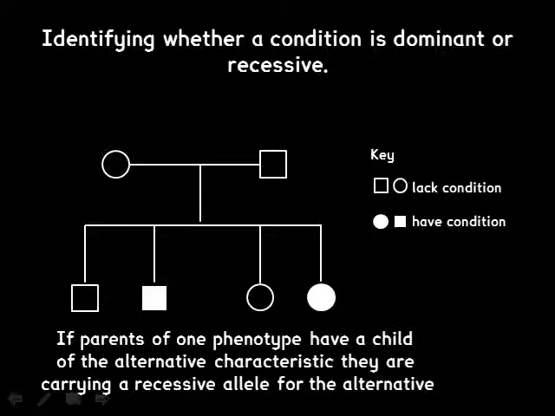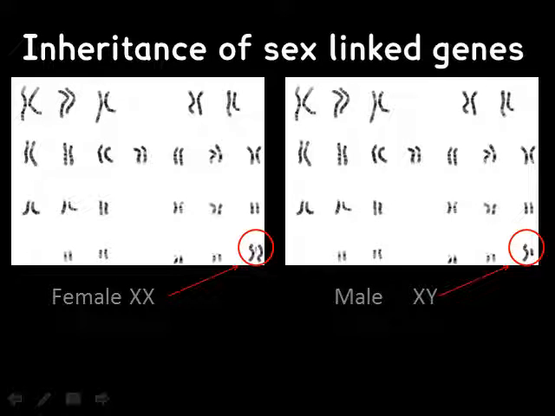Finally, we're going to look at the problem of sex-linked conditions. You'll probably remember that in humans there are 23 pairs of chromosomes, and you have 22 sets of what are called autosomal chromosomes, and on the bottom right of this picture you've got the two sex chromosomes. So for human females it's XX, and for males it's XY.